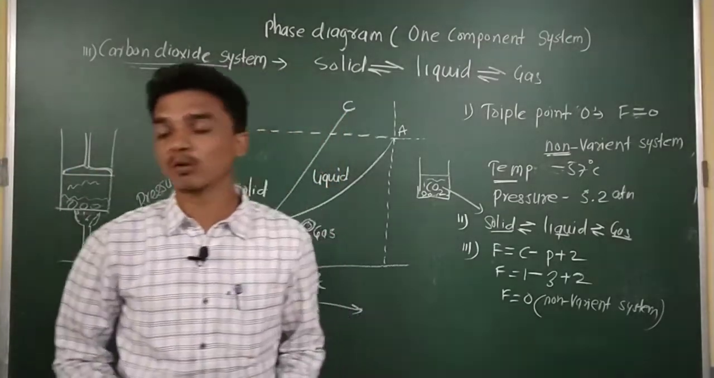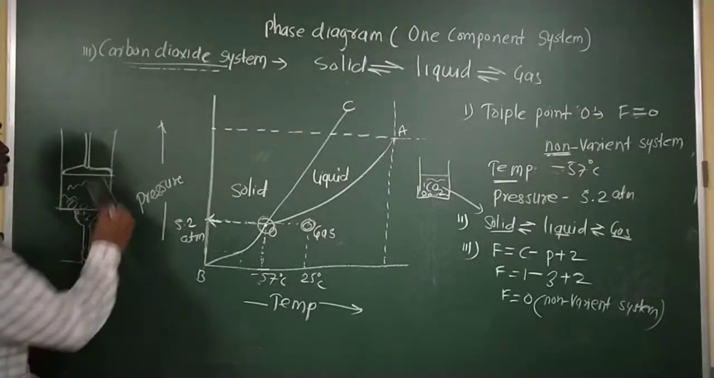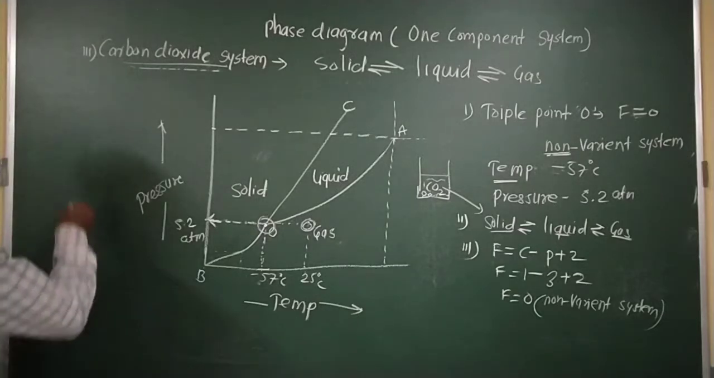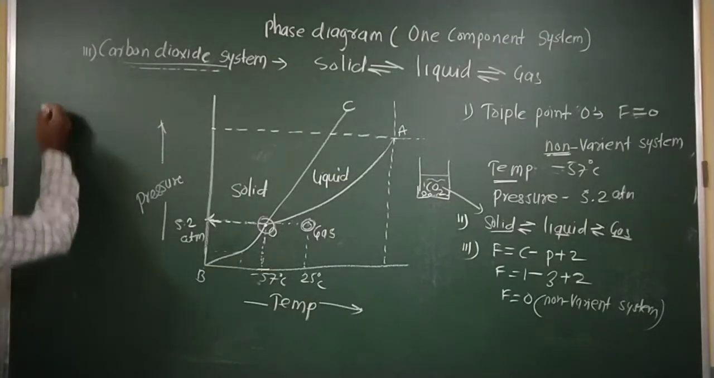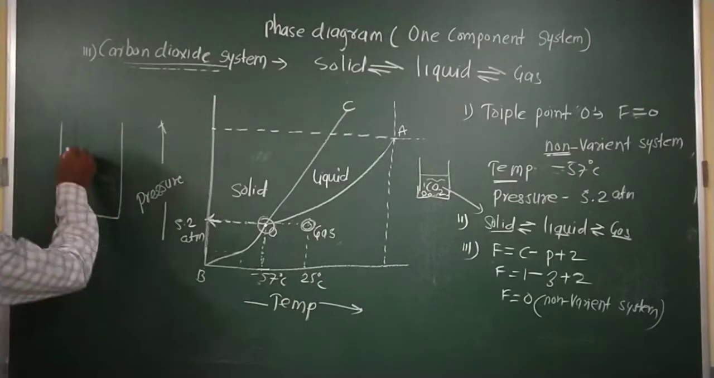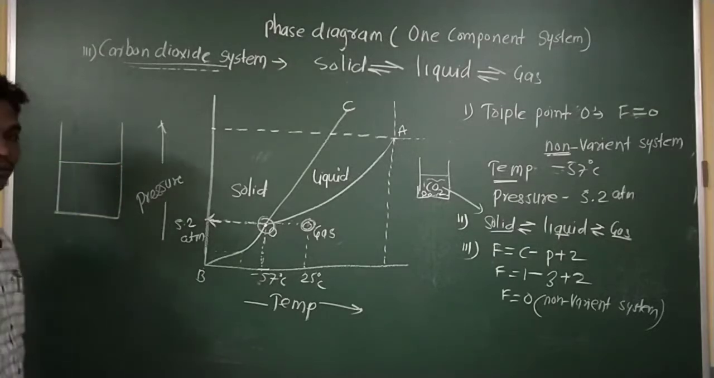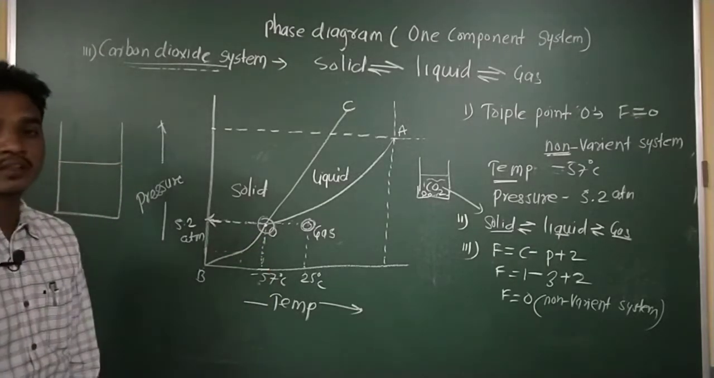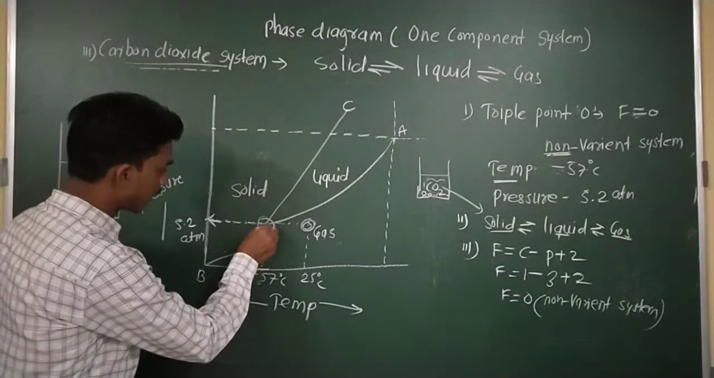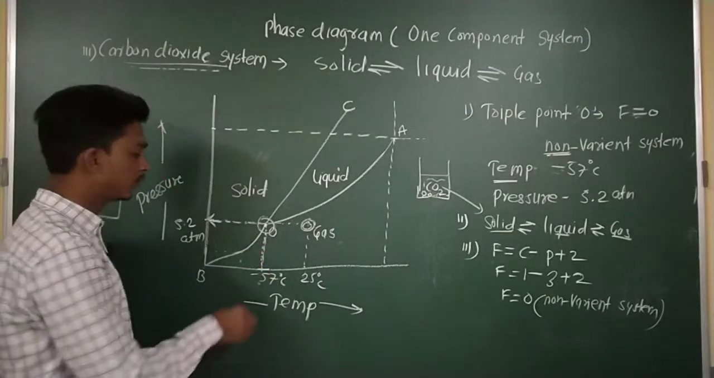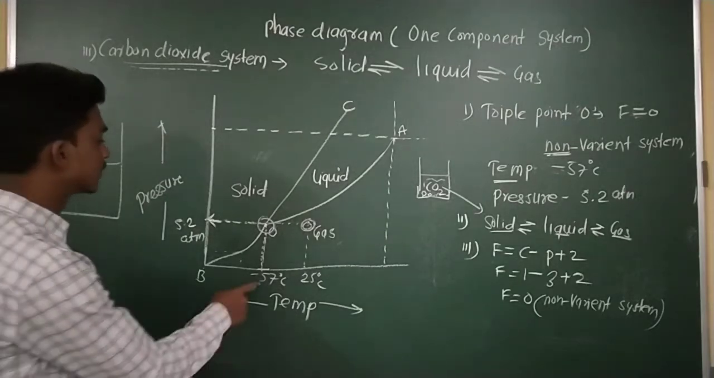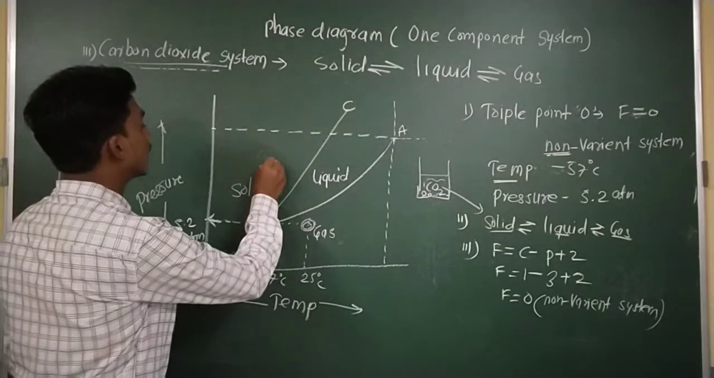I want only solid molecules. So what will I change? From the phase diagram, I want only solid carbon dioxide molecules. So if I want only solid carbon dioxide molecules, I will maintain the constant temperature of the system and increase the pressure of the system.